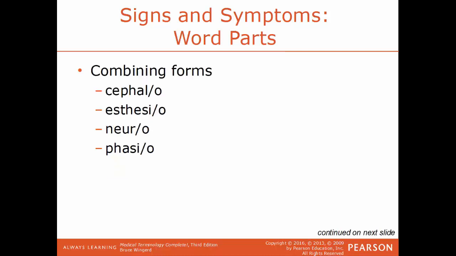Some common combining forms you'll see with the system. Cephalo is a reference to the head. Esthesio is a reference to a nervous sensation. Neuro is a reference to a nerve. Phasio is a reference to speaking.